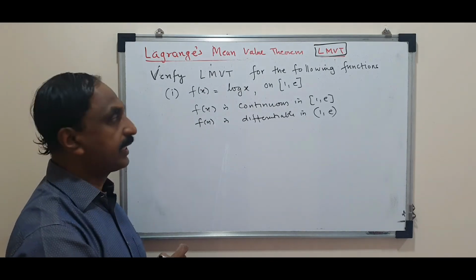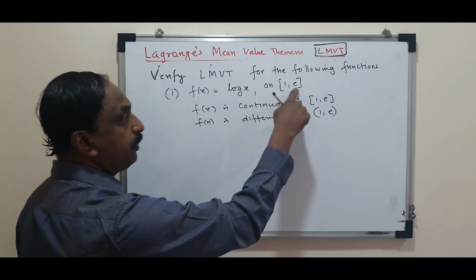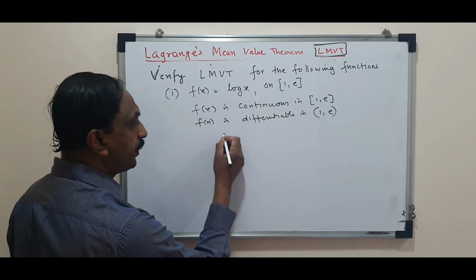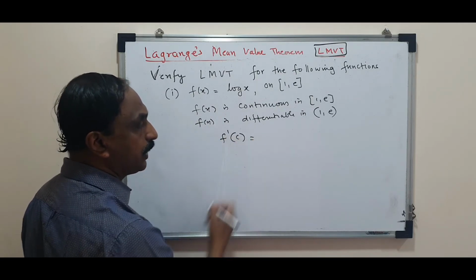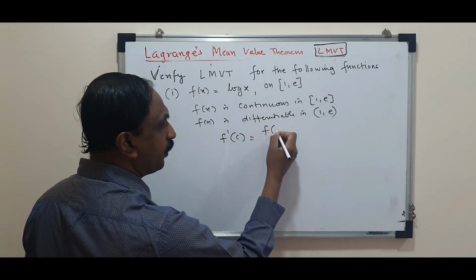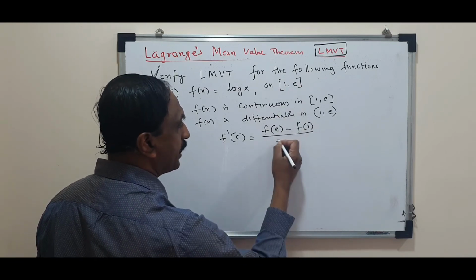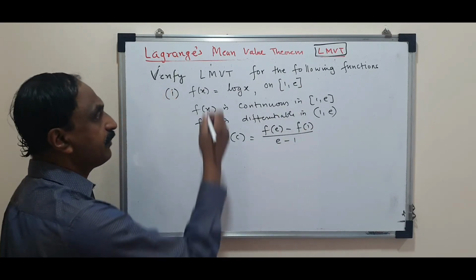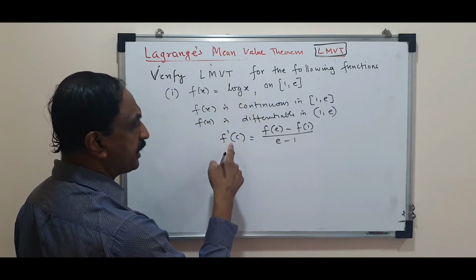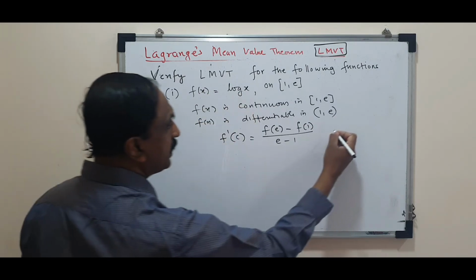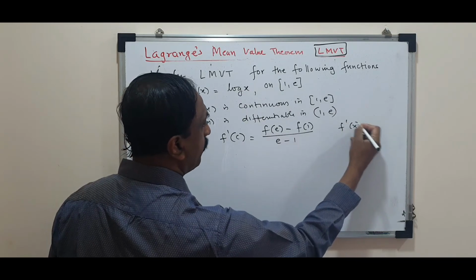Now what Lagrange's theorem says: I will be able to find at least one point C where f dash of C will be equal to f of b, that means f of e, minus f of 1, divided by e minus 1. So what is f of x here? Log x. What is f dash of x? f dash of x is 1 by x.